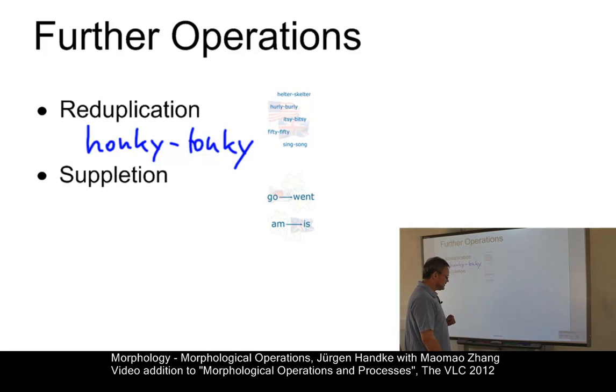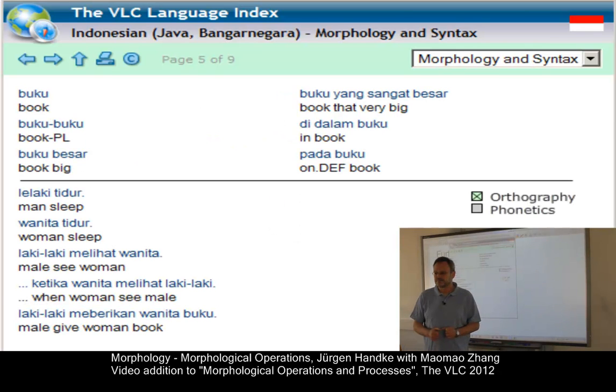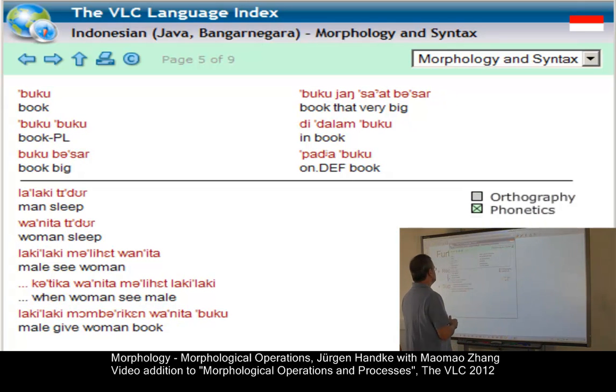So that is reduplication. However, reduplication can also be used in other languages to mark inflectional categories. Let's look at an example. So here is an example from the VLC Language Index, a large database with sound information about the languages of the world. And here we have Indonesian. I just picked one speaker out of our 15 speakers which are represented on the VLC. And here you find the pattern which signals book, books, big book, the very big book, in the book, on the book, and so on.